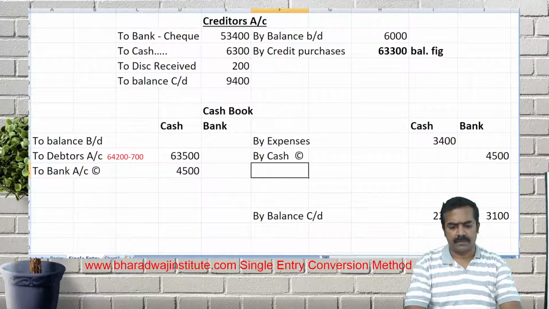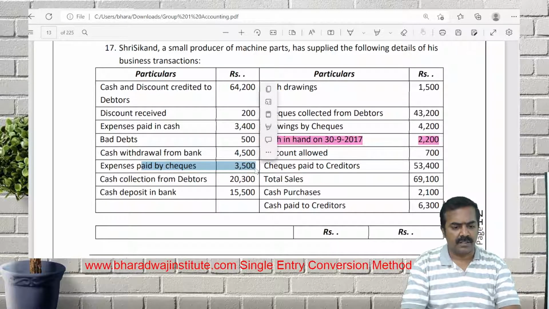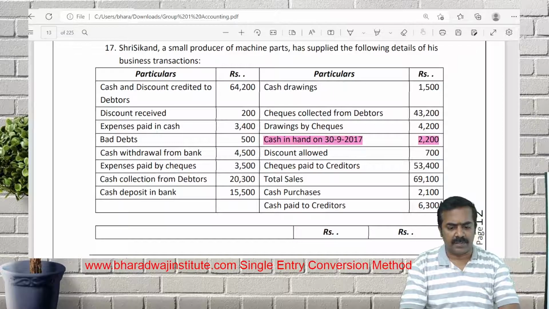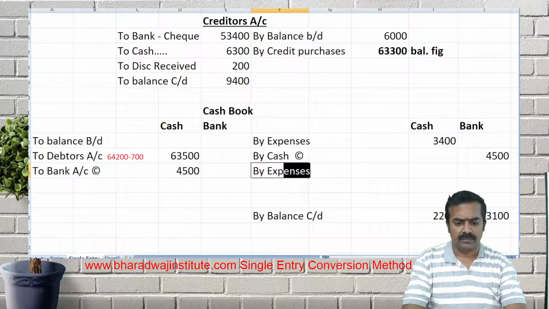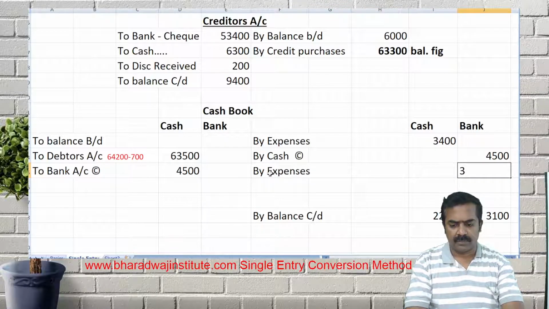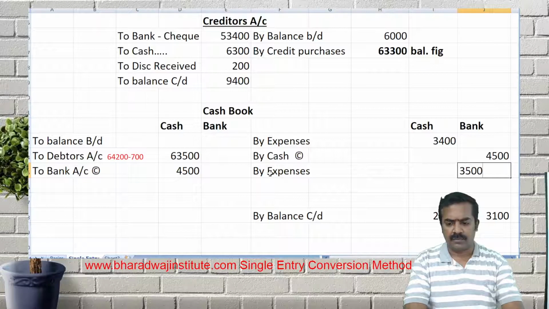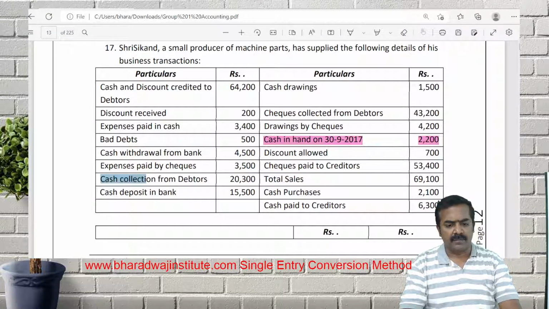Next. Cash collection from debtors. Expenses paid by check. என்ன வரும்? By expenses. By expenses paid by check how much? 3,500. Then what is the next one?